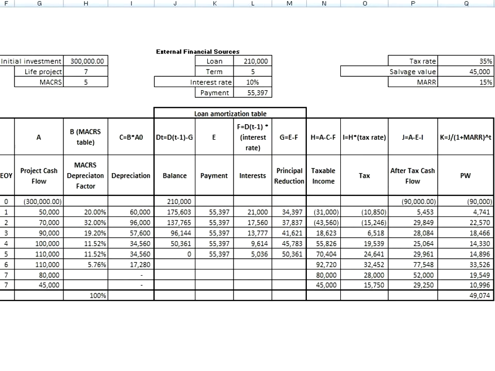So it is very important to do these types of studies and take into consideration all the financial sources available for the projects, because selecting an external financial source, when properly done, could actually improve the bottom line in these projects.